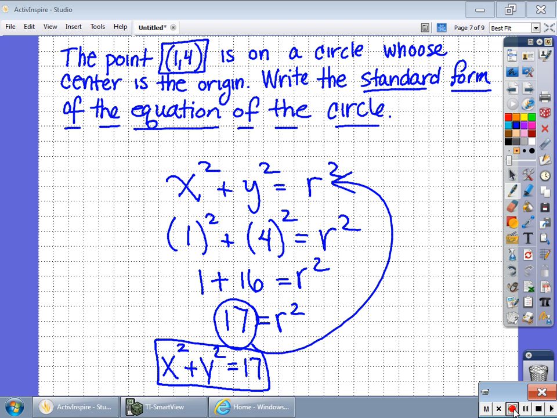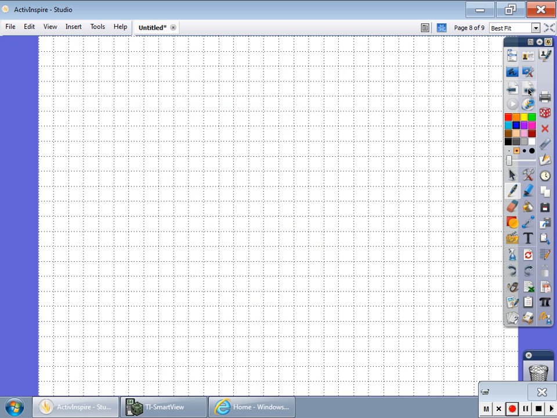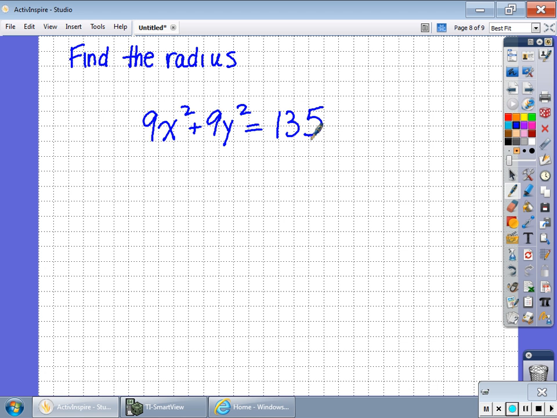The last thing you're going to have to be able to do is, given an equation, you have to find the radius. Okay, so it'll say find the radius. And it might give you something like this. 9x squared plus 9y squared is equal to 135. And remember that we can't do anything with 9 times x squared and 9 times y squared.